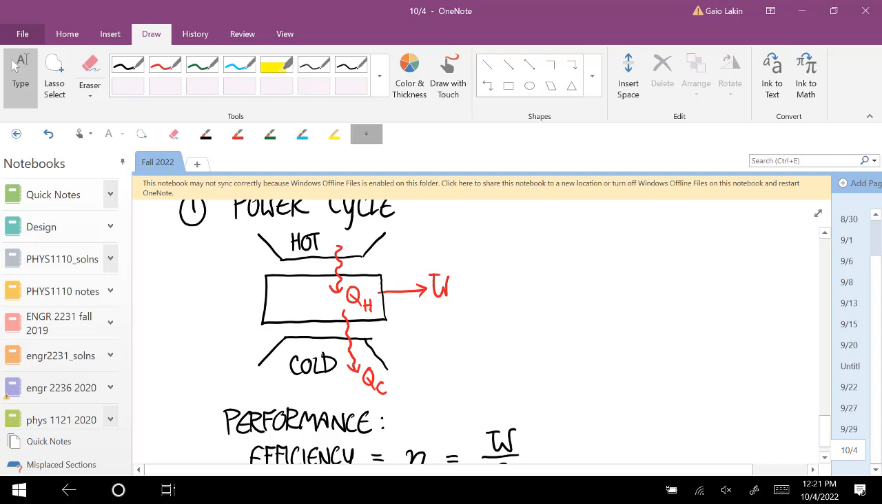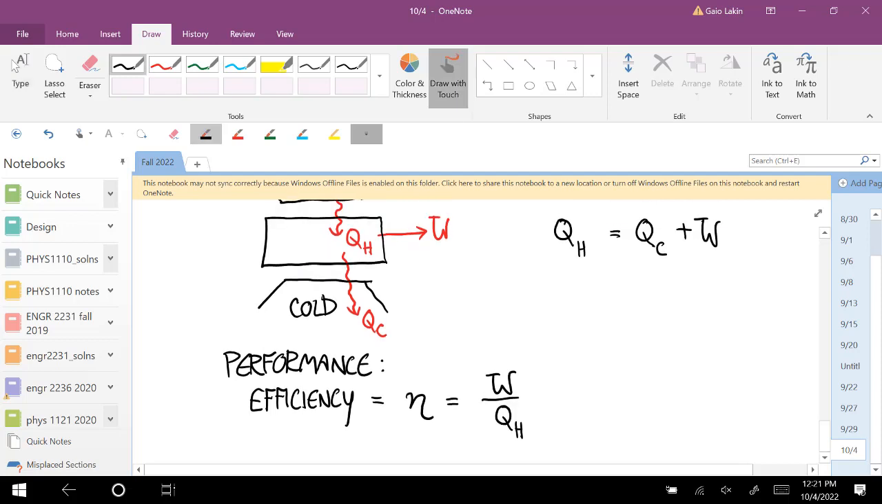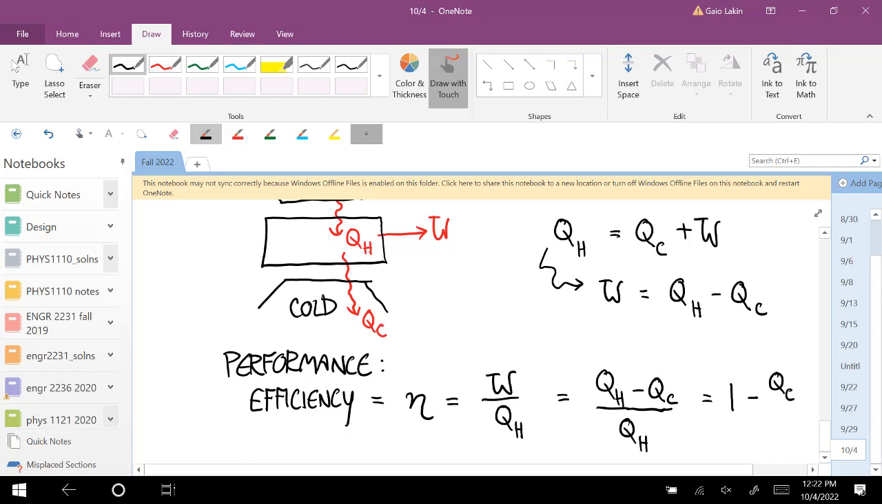We can rewrite this because notice that conservation of energy says, if you look at this diagram I have above, the only energy going in is Q sub H. The energy going out is W plus QC. So we know that Q sub H has to be equal to QC plus W. And so you can rearrange this as W is equal to QH minus QC. And so the efficiency then you can write as QH minus QC over QH, which is 1 minus QC over QH.